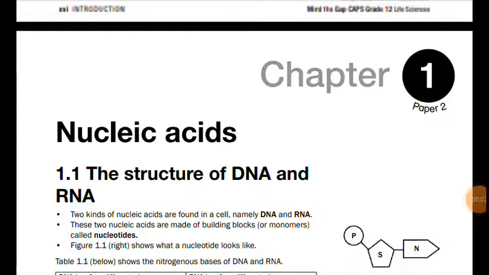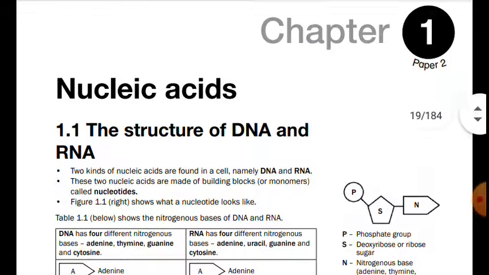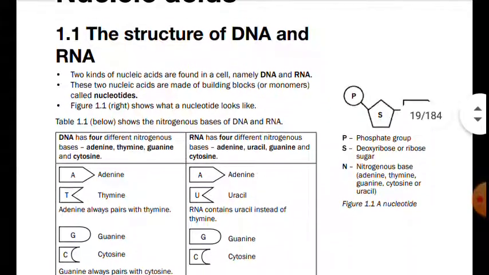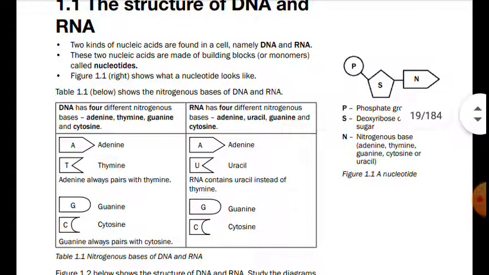Let's start it together. Today we'll be focusing on the DNA code of life. So we'll start by looking at the structures of DNA and RNA. Actually, it's the differences between DNA and RNA. So these are the types. Okay, let me show you.